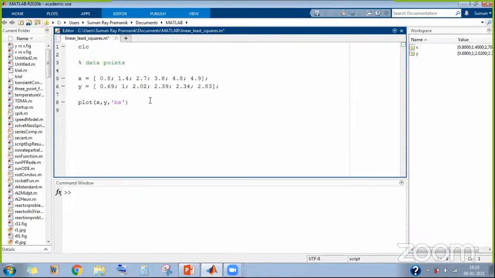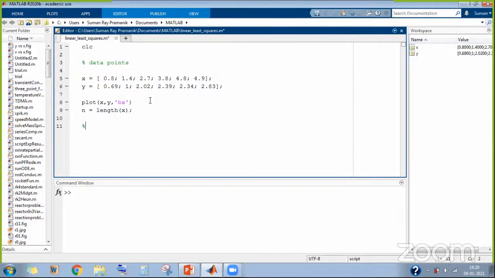We also have to find the length of the matrix of the given data points, because, as we said, we will be needing n, the number of data points we have. So let's say n equals length of x, or you can say y also, it's the same thing. Now we will go to linear least squares.